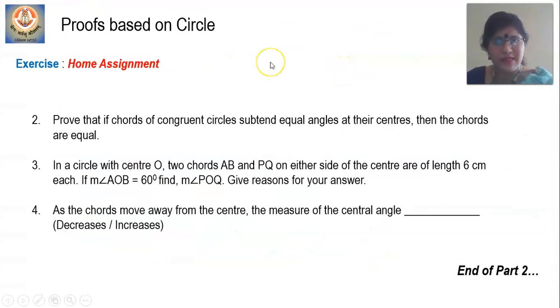This is a home assignment given to you. I want you to solve these 3 questions. Third question is based on a theorem, and question number 4, as the chords move away from the center, the measure of the central angle. You have seen a video on this. Okay, so with this, we complete a part of the circle chapter and we have dealt with a couple of theorems. Go through it. Thank you.